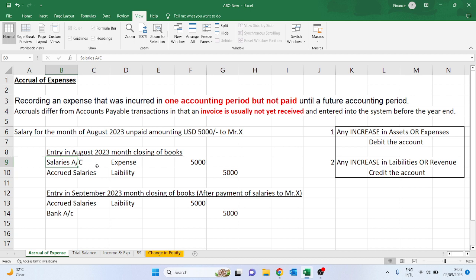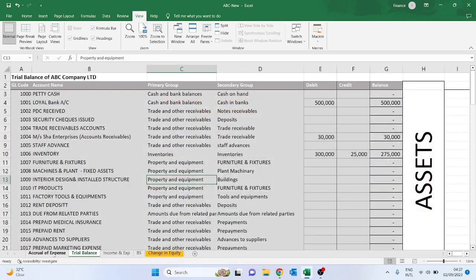Rent account is an expense account, and we will debit 2000, and accrued rent. Here we create another new account, accrued rent, and it is a liability. We will credit that 2000, and in the very next month, we will debit accrued rent with 2000 and credit bank account 2000 while paying. Okay, so now let us move to the next part of trial balance booking.